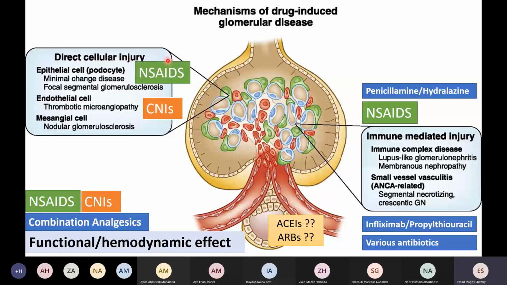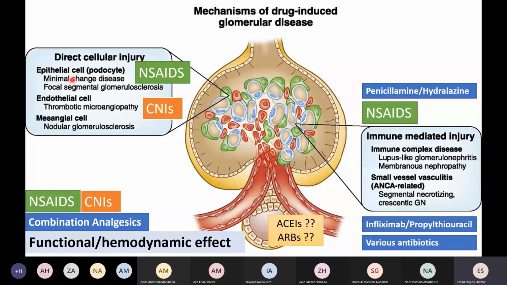And I'd like you to just concentrate on the non-steroidal anti-inflammatory drugs, because when I finish all the mechanisms, you will find the non-steroidal in each of them. So the non-steroidal can cause podocyte injury or podocytopathy, and the podocytopathy will present with minimal change disease or focal segmental glomerulosclerosis.